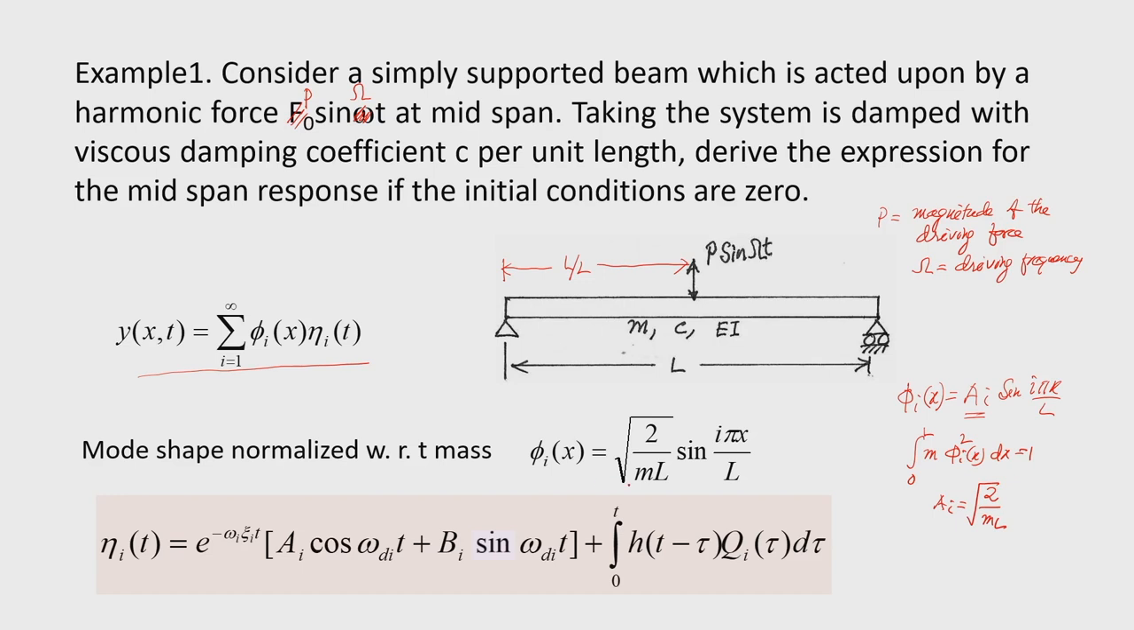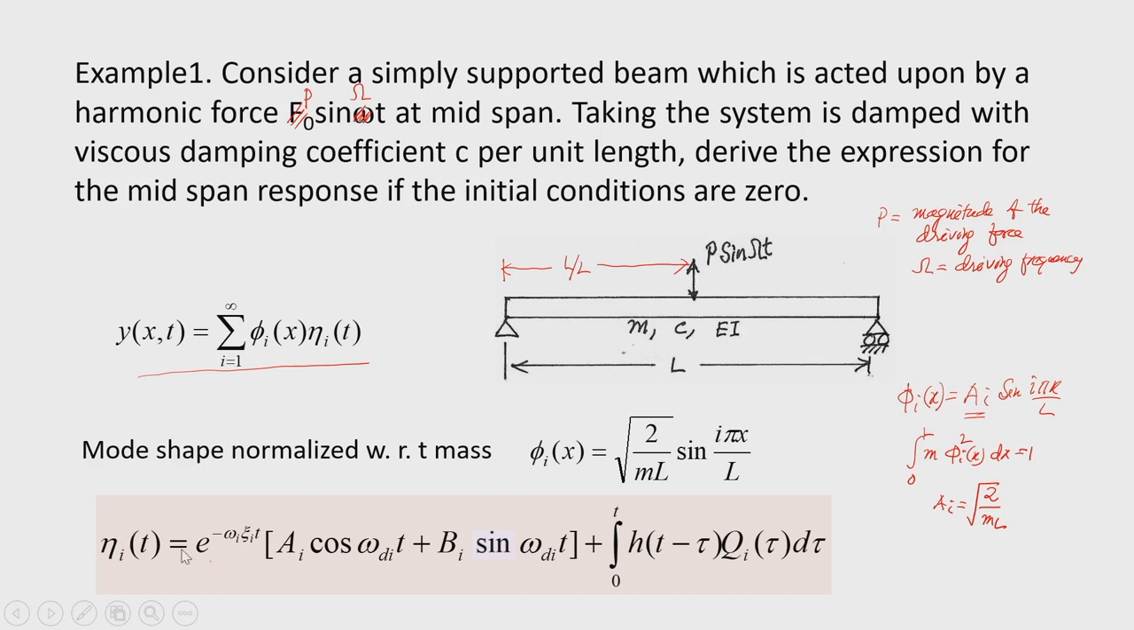So therefore we are writing φ_i(x) is equal to root over 2 by mL sin(iπx/L). But in some books or references you will get A_i taken as simply 1. So in that case the coefficient root 2 by mL will not appear in the expression. Now here you see η_i(t), the response of the generalized coordinate, is given as e^(-ω_i ξ_i t)(A_i cos ω_di t + B_i sin ω_di t), where B_i is a constant of integration, it will also vary from mode to mode, and ω_di is again the damped natural frequency. This is the Duhamel integral.